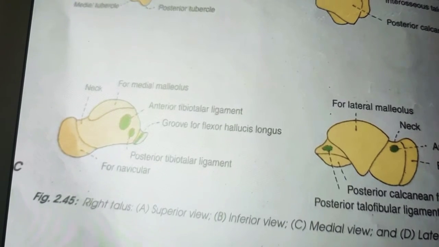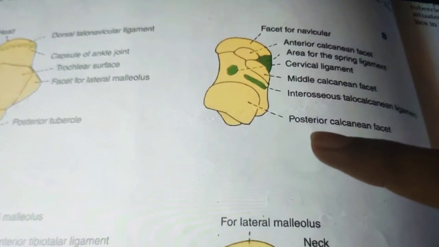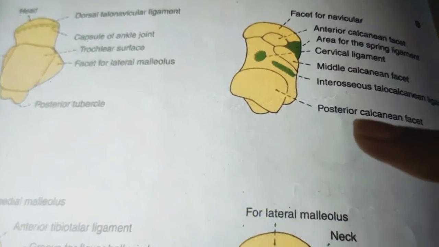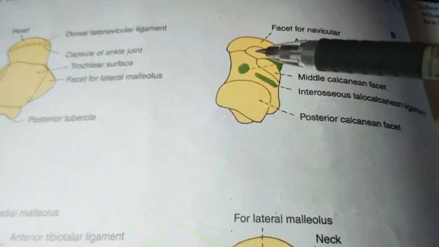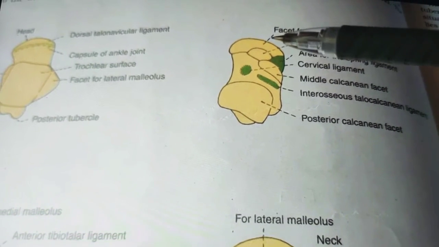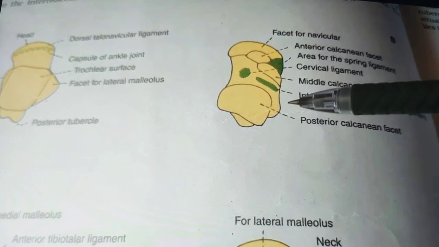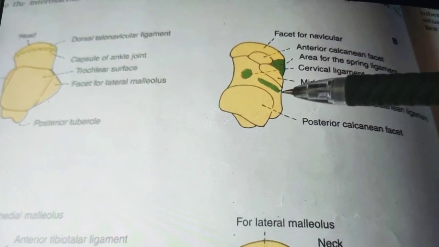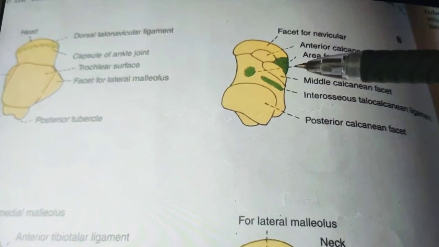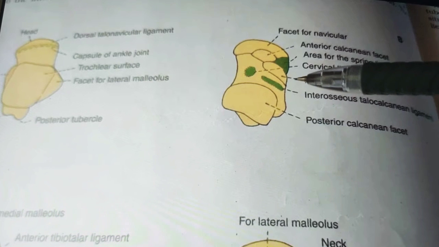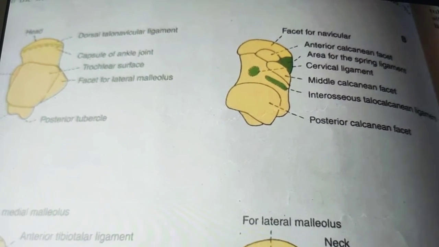When viewed from the dorsal side, the neck is directed downward, forward, and medially. The neck body angle, that is between the neck and body, is 130 to 140 degrees in infants, whereas in adults it's 150. The smaller angle in young children accounts for the inverted position of the feet. So why is there a low angle in children? Because of the inverted position of their feet.